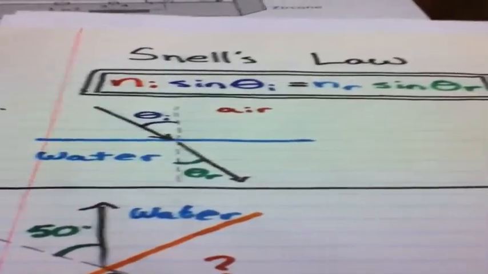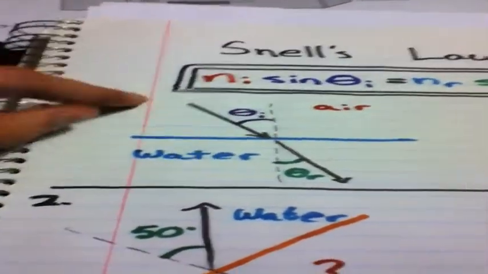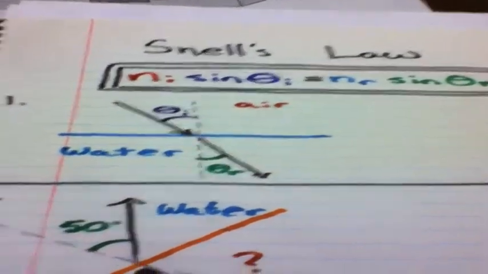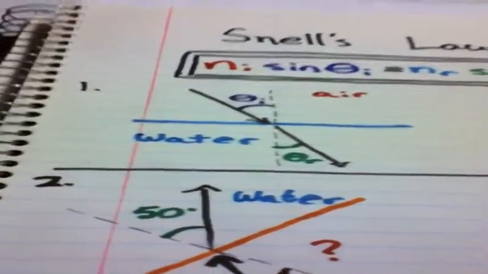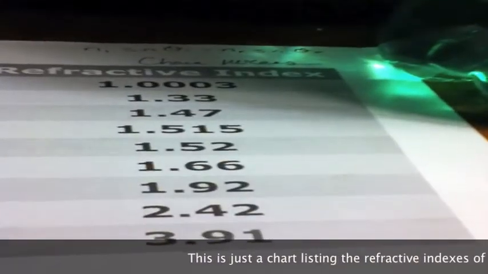Now, let's look at this example, and I'll show it to you in practice. Here we have light going from air to water, and you're trying to figure out what these angles are. What we're going to try to find is theta r. We can find the refractive index of air by looking up here. It says air is 1.0003, but for our purposes, we're just going to say that air is equivalent to 1.